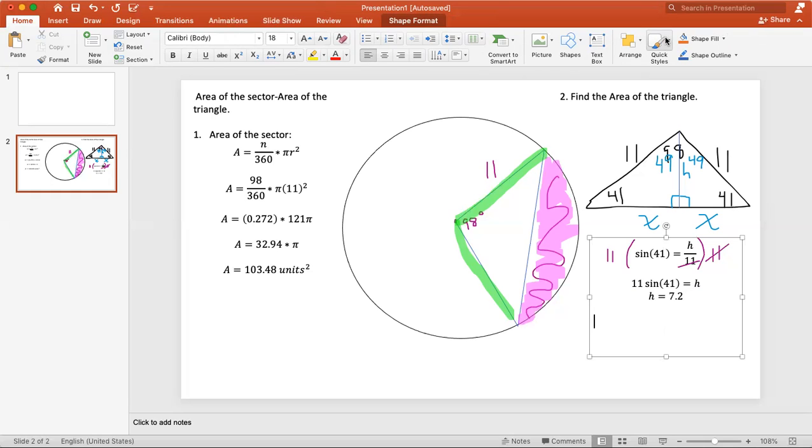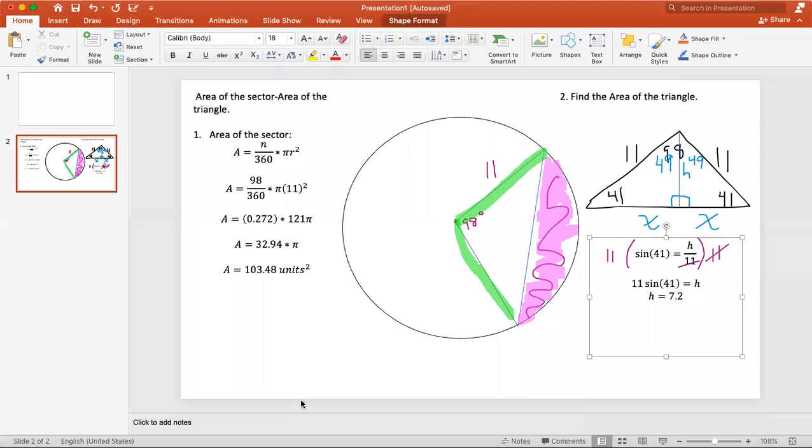Now I just need to find the base, because the equation for the area of a triangle is 1/2 base times height. I have the 1/2, and I've now found the height, so I just need to find the base. To do that is very similar. Half the base, x, is the adjacent side. This part of the base is the adjacent side to the base angle 41.